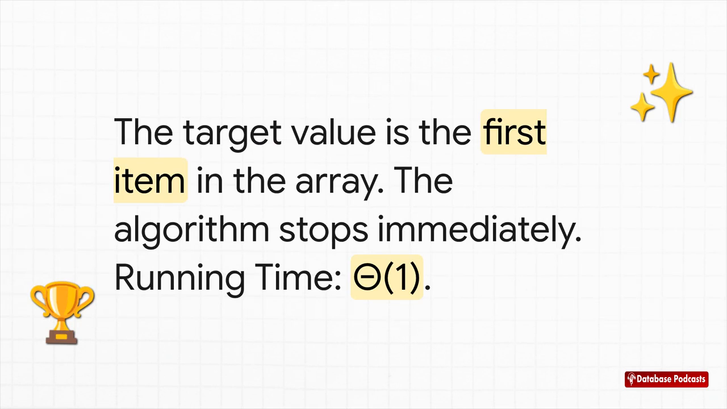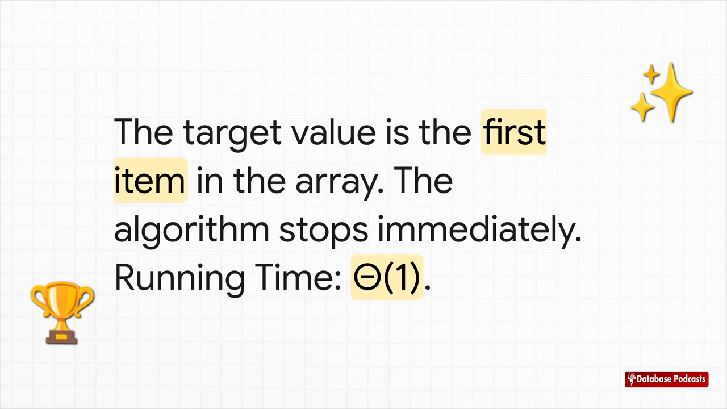So, what's the absolute best thing that could happen? Well, you get lucky. The item you want is the very first one in the list. The algorithm finds it on the first try and just stops. This takes a constant amount of time. We call it theta of 1 because it doesn't matter if the list has 10 items or 10 million.